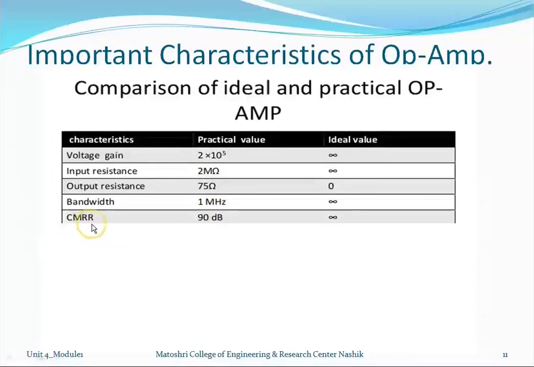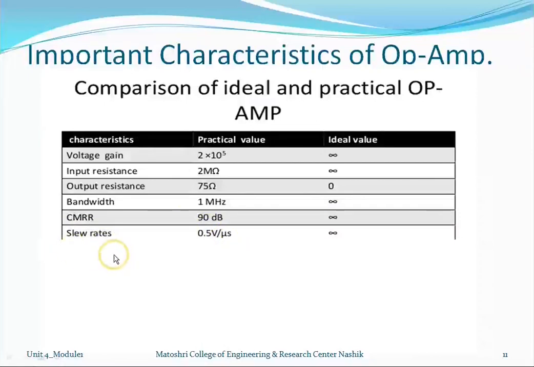Then CMRR, that is the common mode rejection ratio. Ideally the CMRR is required to be infinite, meaning whenever we apply a common mode input signal, the output should be 0. So an infinite rejection ratio means the output is 0. Ideally it is possible, but practically it's 90 decibel.